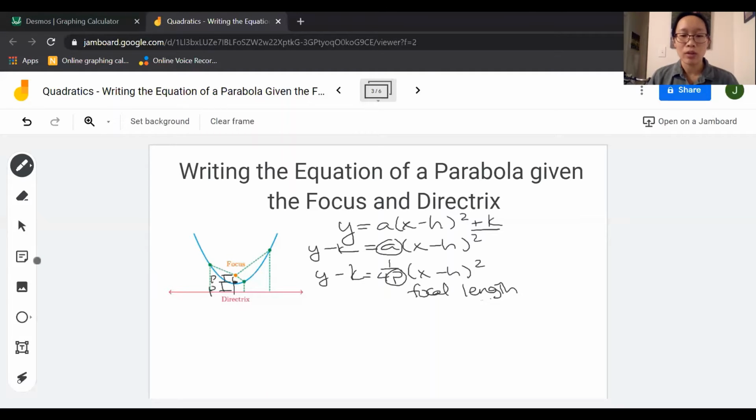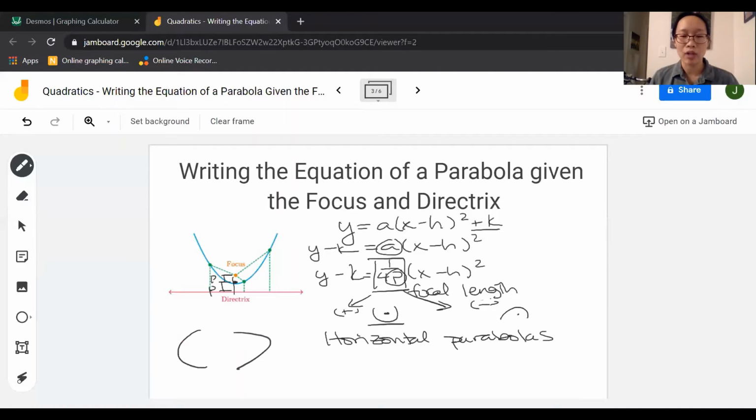If this whole term, the 1 over 4p, is positive, then your parabola opens upward. And if your term is negative, then your parabola opens downward. It's also possible to have horizontal parabolas. Those open sideways, and they have the equation x minus h is equal to 1 over 4p times y minus k squared. If your 1 over 4p term is positive, it opens to the right. And if your term is negative, then it opens to the left.